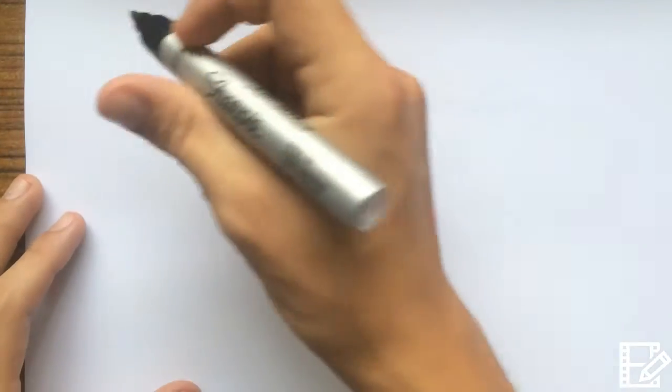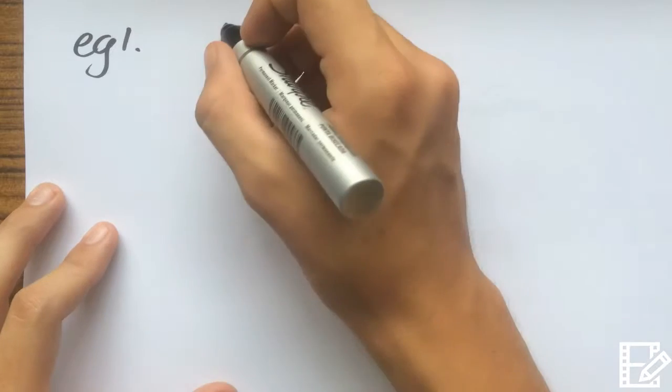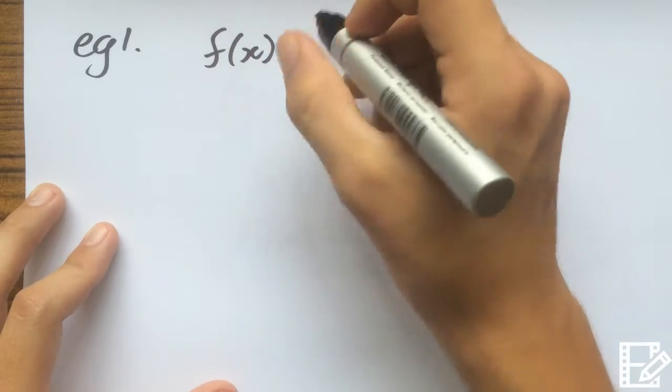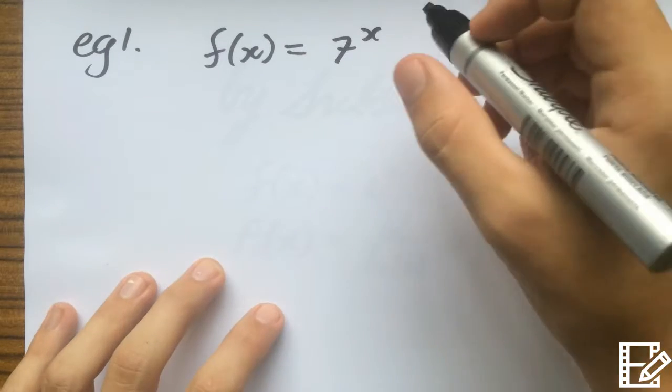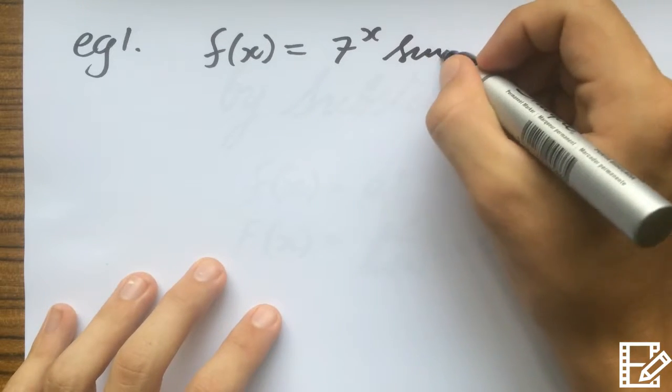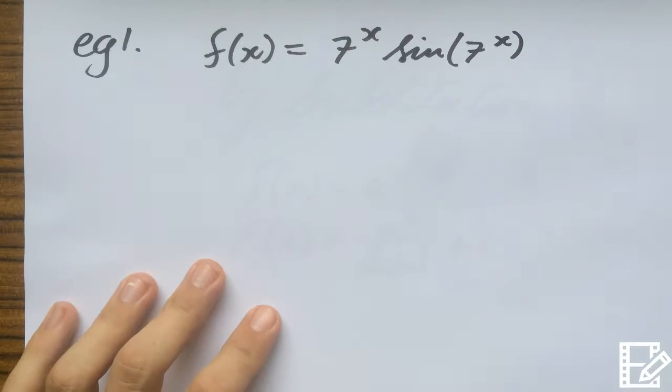Okay, I'm going to start with an example. No better way to start. Example 1. Let's say we have a function, let's use 7 as an example: 7 to the power of x multiplied by sine of 7 to the power of x.